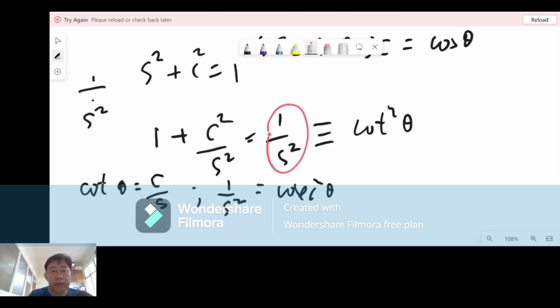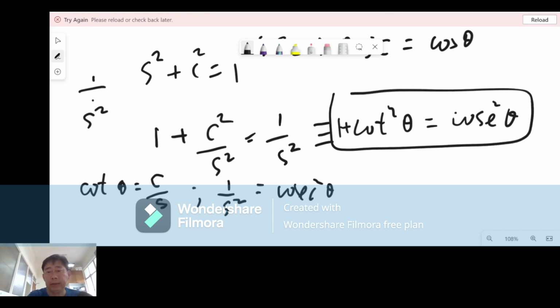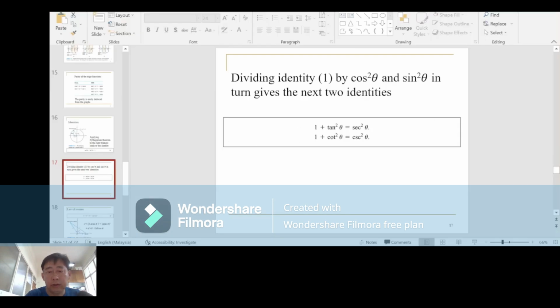1 over sine square is just equal to cosecant square theta, so let me write it down here: you have 1 plus cotangent square equals cosecant square theta. So this is the identity of 1 plus cotangent square equals cosecant square. So this is the identity.